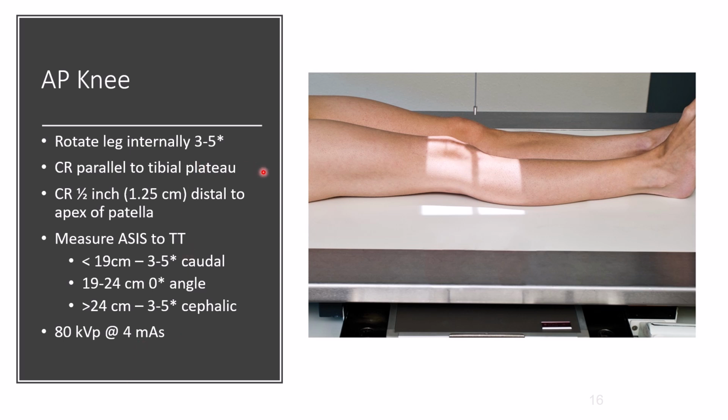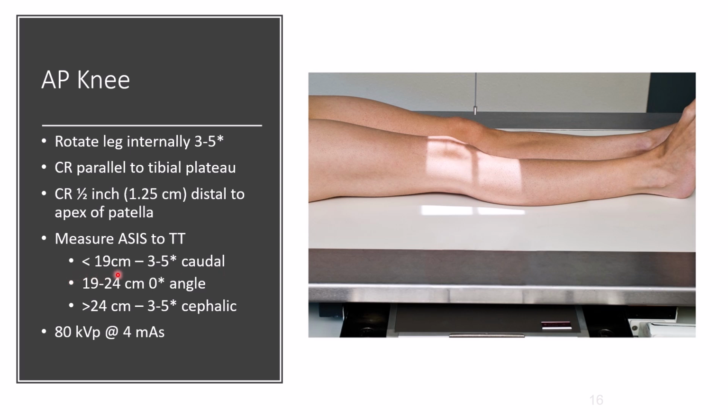The central ray has to be parallel to the tibial plateau, and it is 1/2 inch distal to the apex of the patella. Now, how do we know where the tibial plateau is? Well, that comes into play where we have to measure from the patient's ASIS to the tabletop. We use that L-shaped ruler, which is called calipers. How this works is if the patient measures less than 19 centimeters, then you're angling 3 to 5 degrees caudal, or towards the tail.